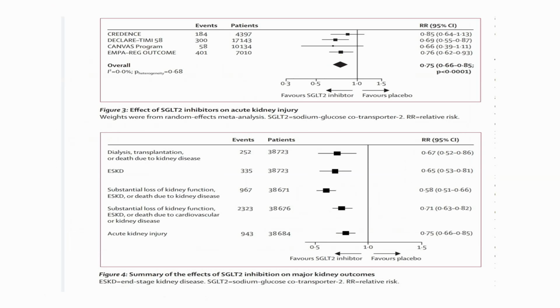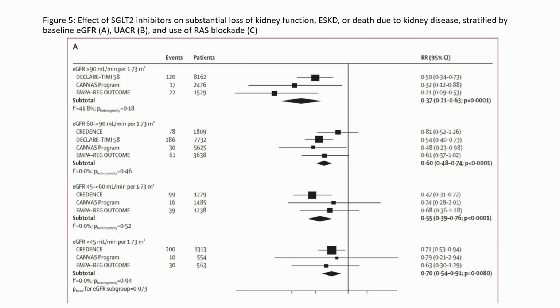Figure 3 shows the effect of SGLT2 inhibitors on acute kidney injury. Figure 4 shows the effect of SGLT2 inhibitors in major kidney outcomes individually. Figure 5 shows the effect of SGLT2 inhibitors on substantial loss of kidney function, end-stage kidney disease, death due to kidney disease, stratified by baseline EGFR.